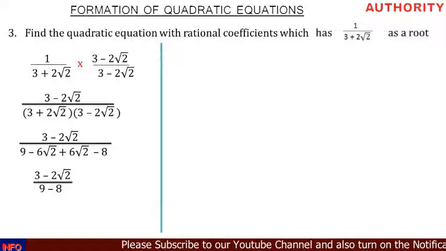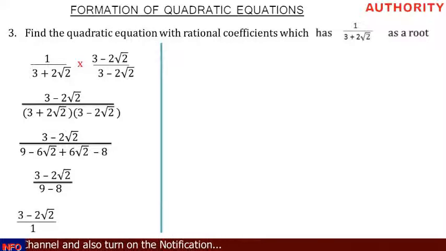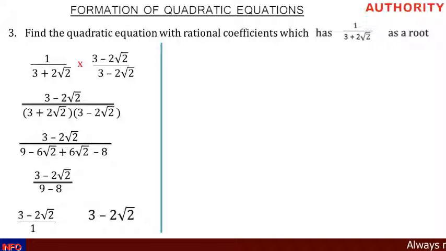So here we are having 3 minus 2 root 2 all over 9 minus 8. So 9 minus 8 is equal to 1. So that means we're having 3 minus 2 root 2 all over 1, which is the same as 3 minus 2 root 2. Okay? So after rationalization, we come up with a value which is 3 minus 2 root 2.